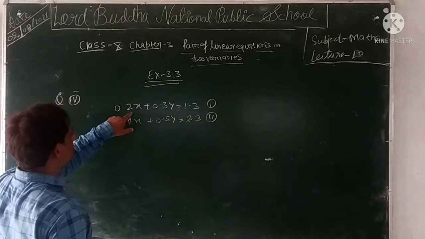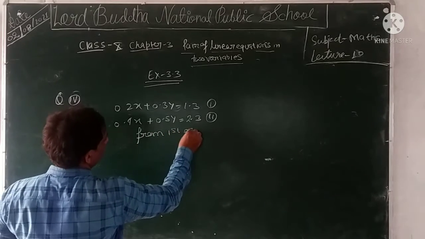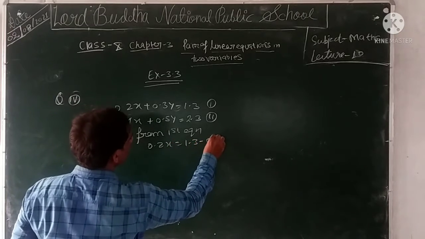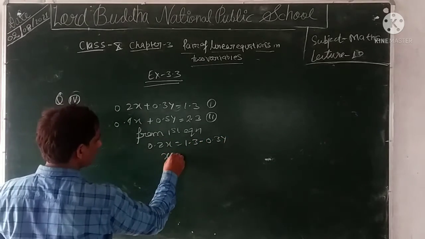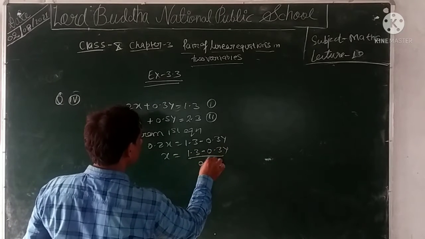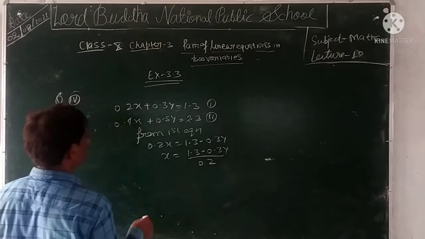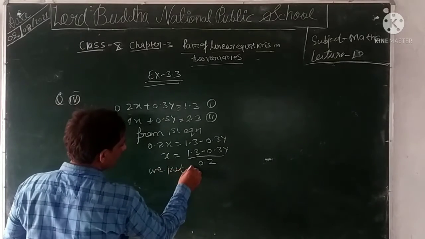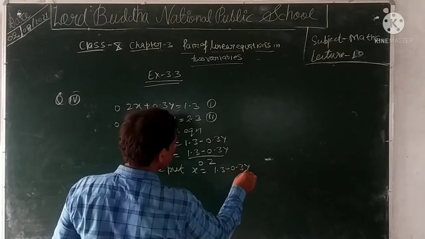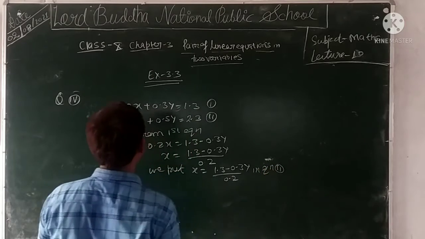We find the value of x from the first equation. We can write 0.2x is equal to 1.3 minus 0.3y, or x equal to (1.3 minus 0.3y) upon 0.2. Okay. Now we put this value in the second equation. We put x equal to (1.3 minus 0.3y) upon 0.2 in the second equation.